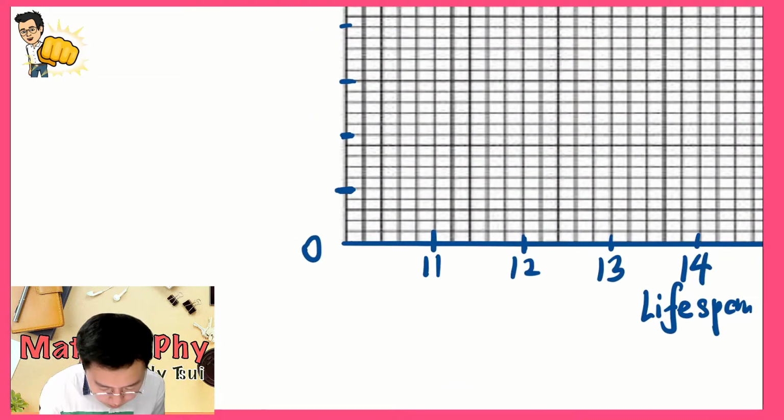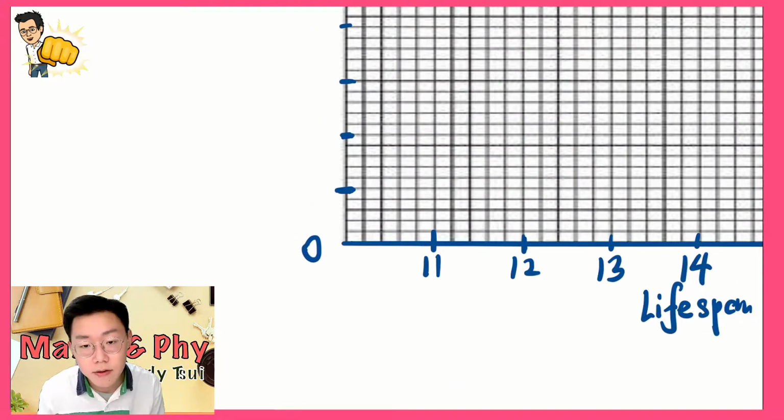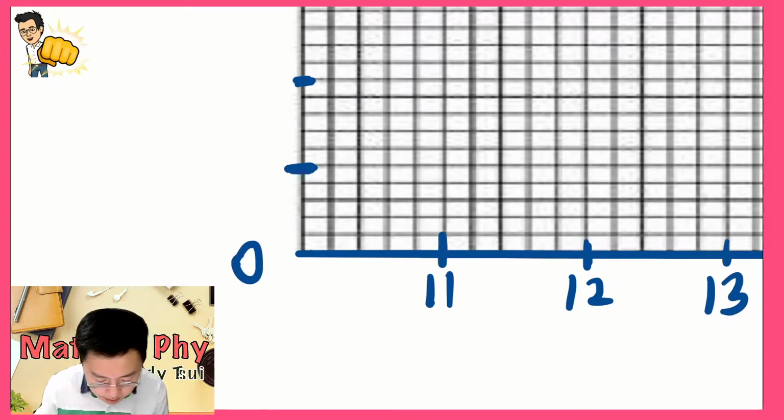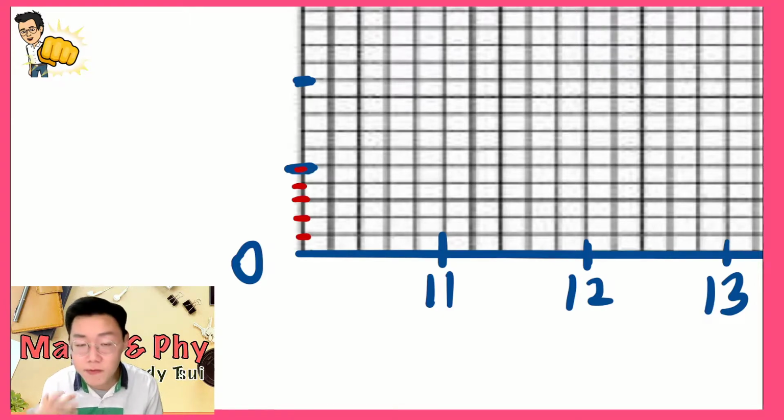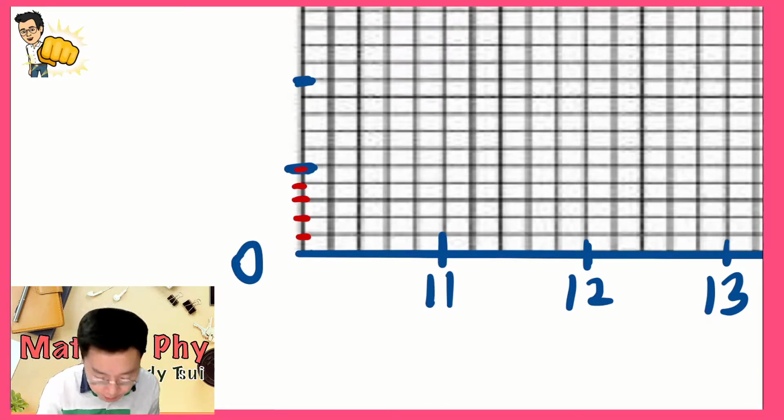I can consider 5 grids as 10 cm. Now let me show you: 1 grid, 2 grids, 3 grids, 4 grids, and 5 grids. For 5 grids, I can consider it as 10 cm. That means 1 grid as 2 cm, and 5 grids as 10 cm.